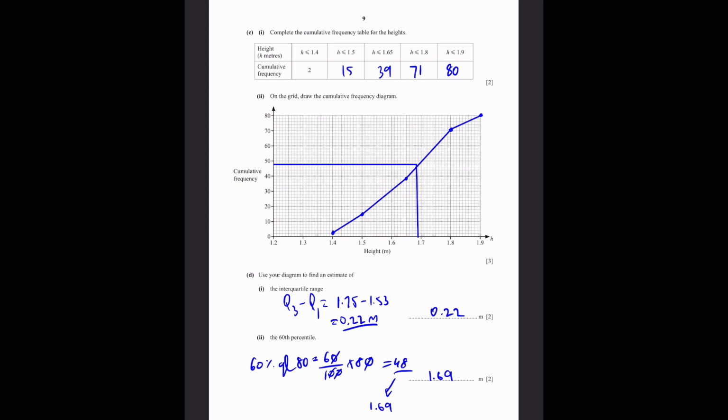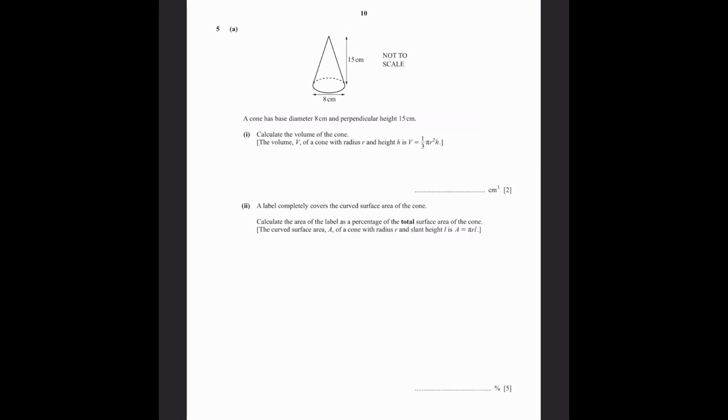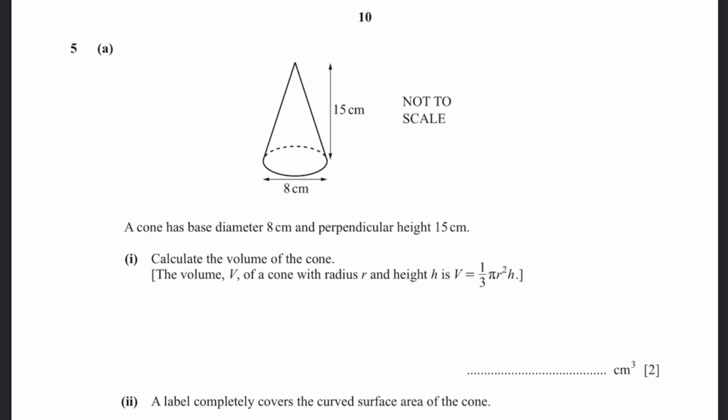Now we can go to question 5. Question 5, A. A cone has diameter 8 centimeters and perpendicular height 15 centimeters. 1. Calculate the volume of the cone. The volume of a cone with radius r and height h is V equals 1 by 3 pi r squared h. All we need to do is substitute the values. Volume is equal to 1 by 3 pi into the radius, which is diameter by 2, 8 by 2, which is 4 centimeter radius, right?